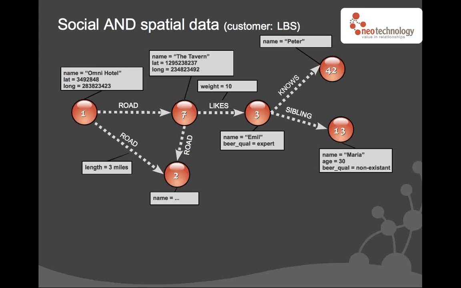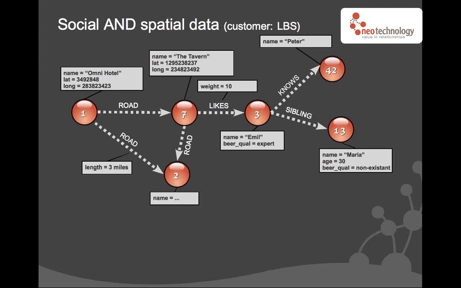So we have node number 3, whose name is Emil, and we have node number 42, whose name is Peter, and they're friends. But we also have a recommendation that Emil likes this restaurant called The Tavern. And we've actually attached a weight to that. So Emil really seems to like this restaurant called The Tavern. And that, the recommendations, is what ties together the spatial graph, or the geo graph, from the social graph. And this all of a sudden allows for some really powerful queries.